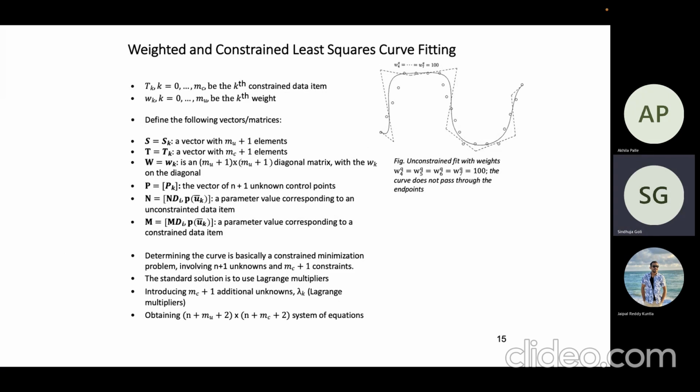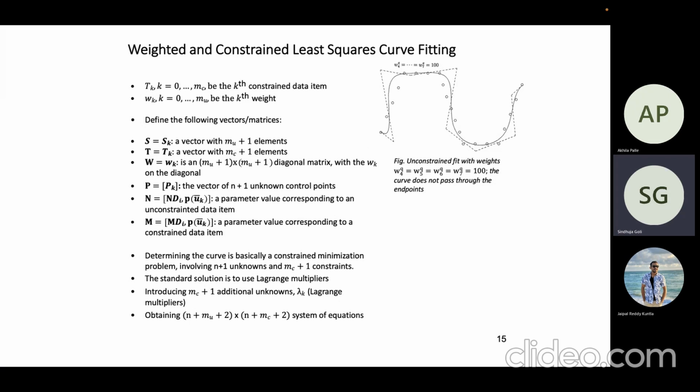Here, t_k, where k is equal to 0 to mc, is the kth constrained data item, and w_k, where k is equal to 0 to mu, is the kth weight. Here, we define the following vectors and matrices, where S is a vector with mu plus 1 elements, T is a vector with mc plus 1 elements, W is a diagonal matrix with the w_k on the diagonal, and P is a vector of n plus 1 unknown control points, where n is a parameter value corresponding to an unconstrained data item and m is a parameter value corresponding to a constrained data item.